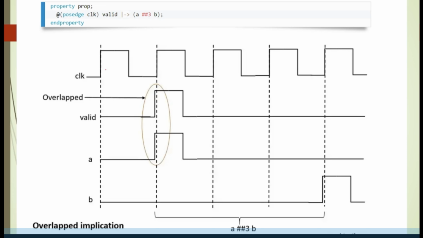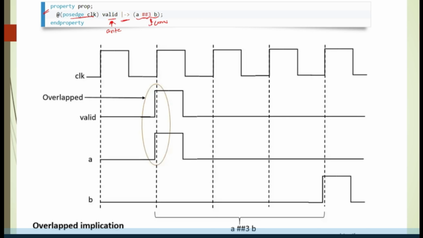So let us see this particular property. In this property, for every positive edge of the clock, what is the property? Valid is my antecedent, and this equation, a ##3 b, is my consequent, and this is the implication operator. According to the implication operator, after the antecedent is evaluated, then the consequent should be evaluated. So this is fine, right?